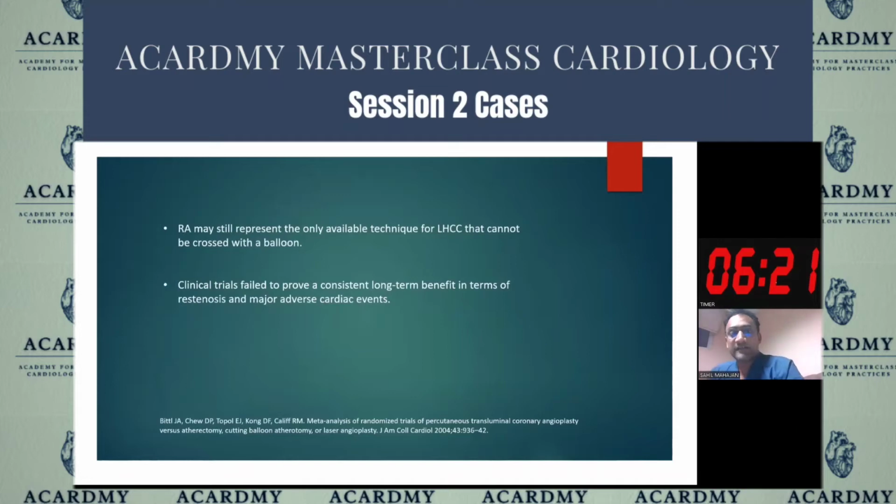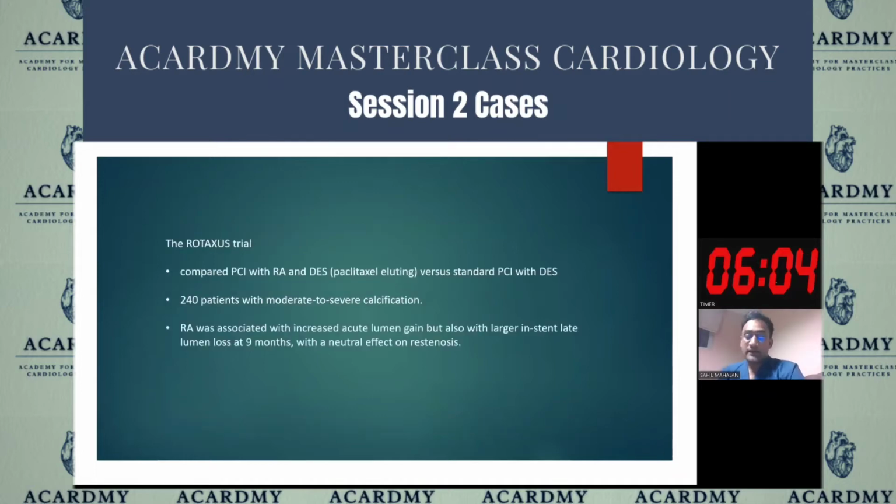Rotational atherectomy may still represent the only available technique in many centers for lesions with high calcium content that cannot be crossed with a balloon. Clinical trials, although, have failed to prove a consistent long-term benefit in terms of restenosis and major adverse cardiac events. The ROTAXUS trial compared PCI with rotational atherectomy and drug-eluting stent versus standard PCI with DES, in 240 patients with moderate to severe calcification. Rotational atherectomy was associated with acute luminal gain, but there was also larger late lumen loss at 9 months, with a neutral effect on restenosis.